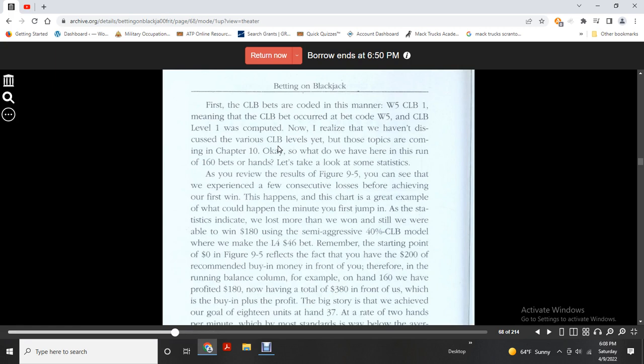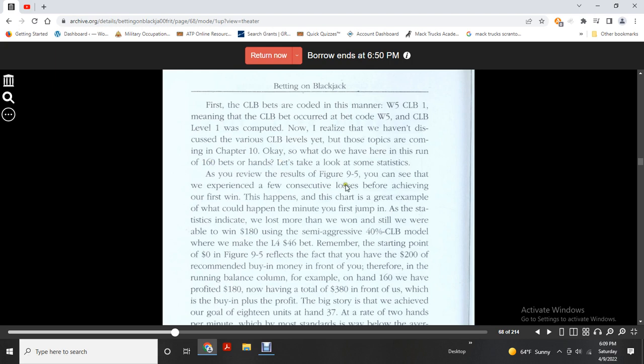Find the clearance losing bets with the code, with the winning of the clearance losing bet 1, meaning the clearance losing bet occurred with the bet code W5. Clearance losing bet level was computed. Now I realize that we haven't discussed the various clearance losing bet levels yet, but the topic is coming in chapter 10. Okay, so if you do not hear when this ran through the 160 bets or hands, let's take some of the most statistics.